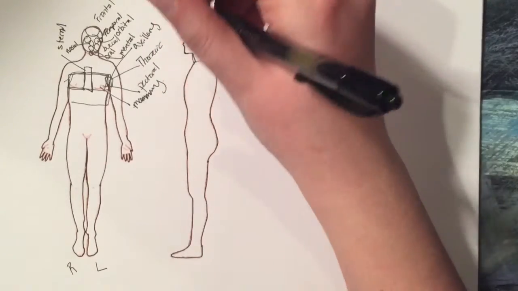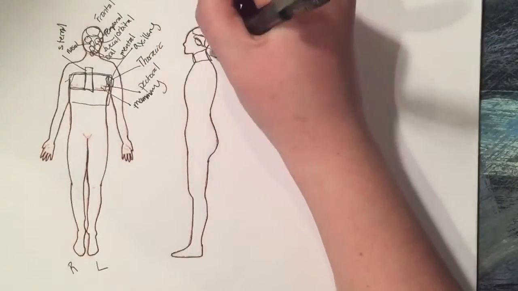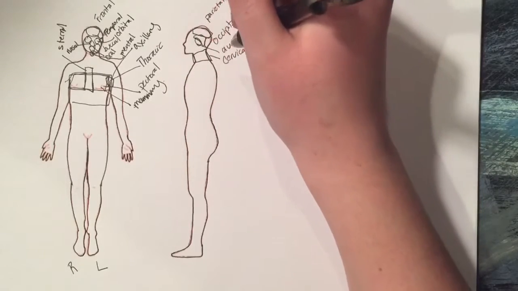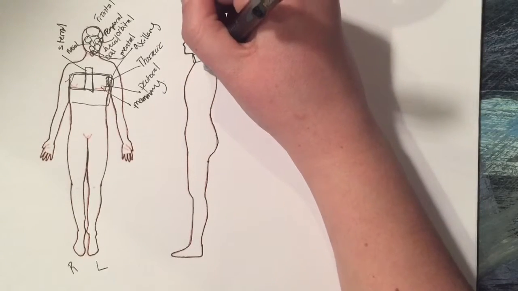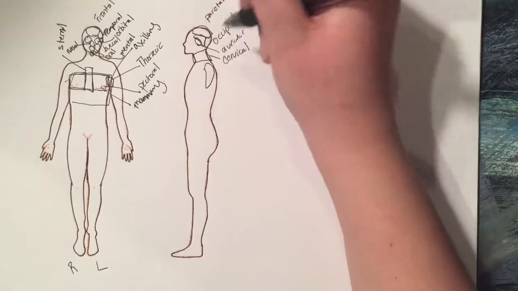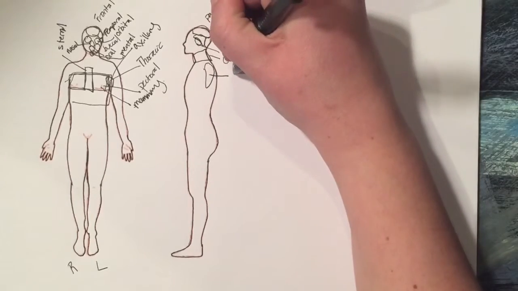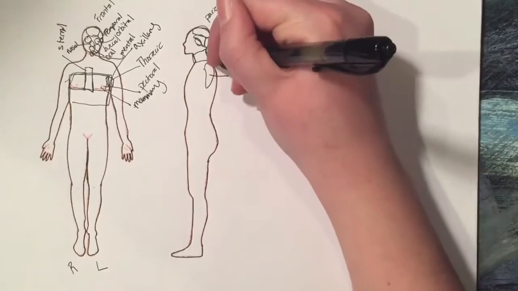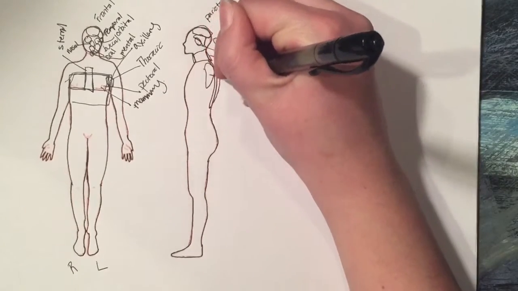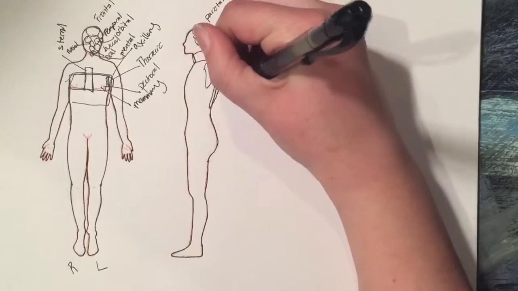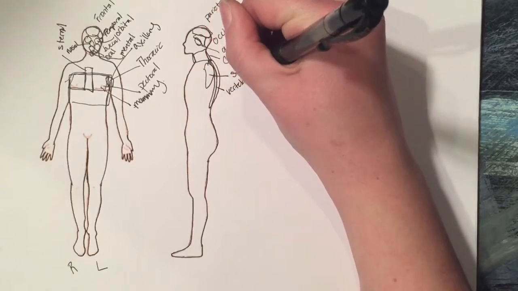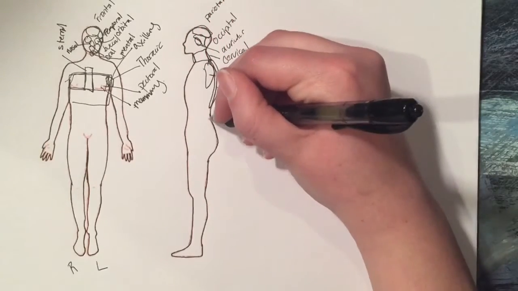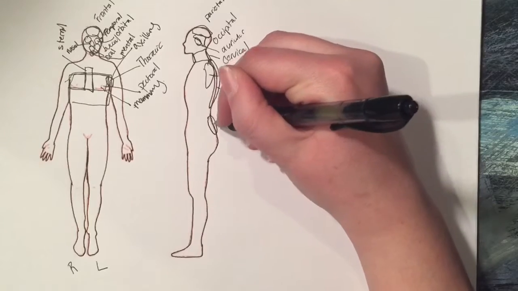Next, you have your back region or dorsal region. So you have your scapular, which is going to be on the back of your shoulder, on top of your scapula. Vertebral, which is going to go down along your spine. And sacral, which is above your sacrum, sacral crest.